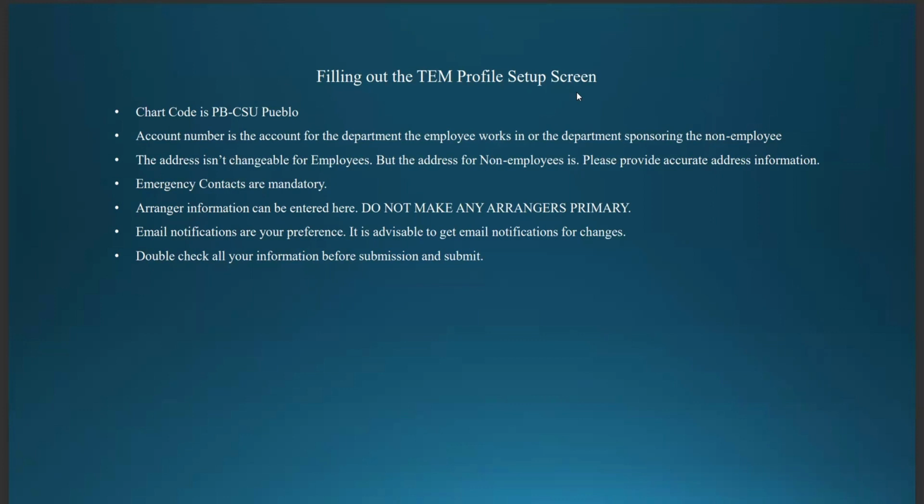Arranger information can be entered on the TEM profile screen. Don't make any of the arrangers primary. If you make an arranger primary, only that one person can see the traveler's profile. So if you, Fabian, make you primary, you're the only person. The traveler can't see it. Nobody else on campus can see it. Okay, so don't make arrangers primary.